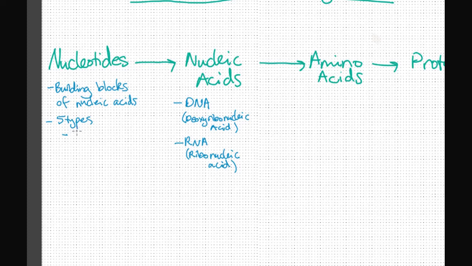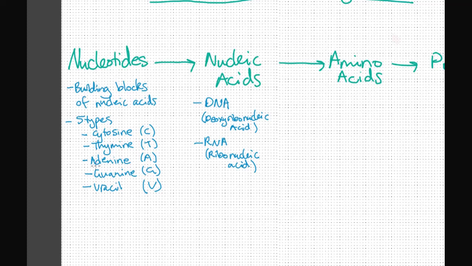So we have cytosine, which can sometimes just be represented with a C. We've got thymine, represented with just a T. We've got adenine, represented with an A. We've got guanine, represented with a G. And lastly, we have uracil, represented with a U. So we've got the 5 different types here.